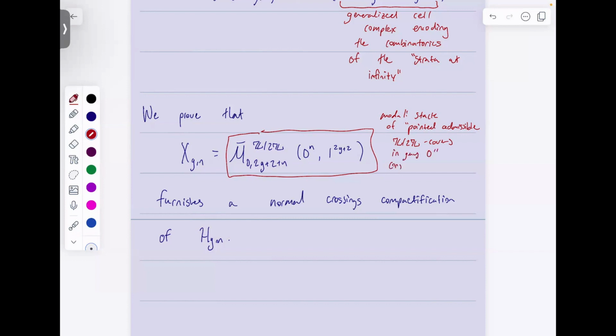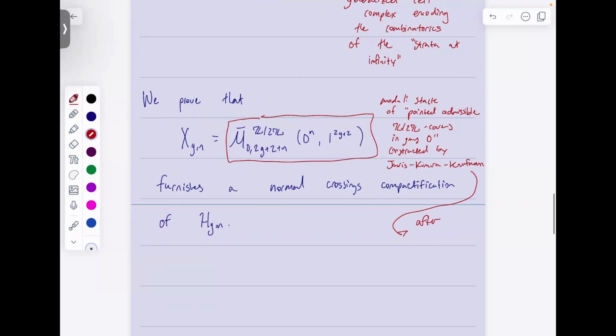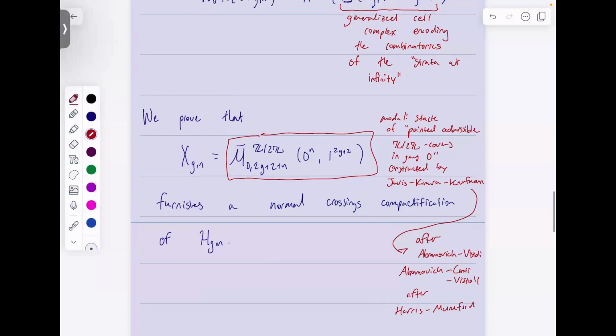So these were constructed by Jarvis, Kimura, and Kaufman, maybe after earlier work on admissible G covers by Abramovich, Corti, Vistoli, which we'll say is after maybe Harris and Mumford's original theory of admissible covers.